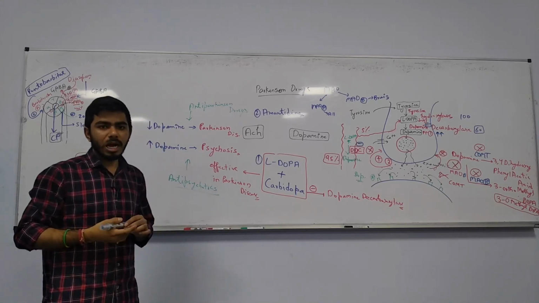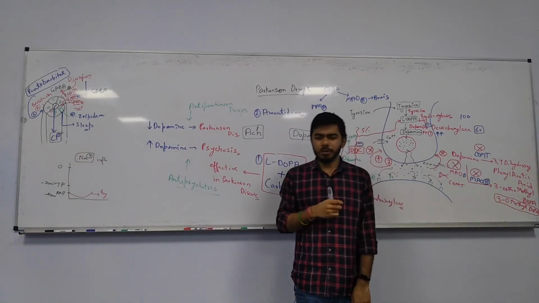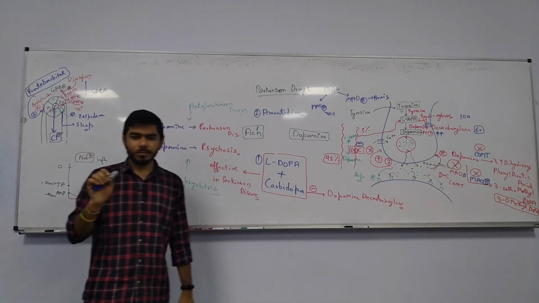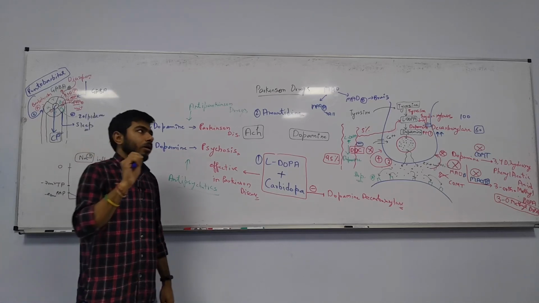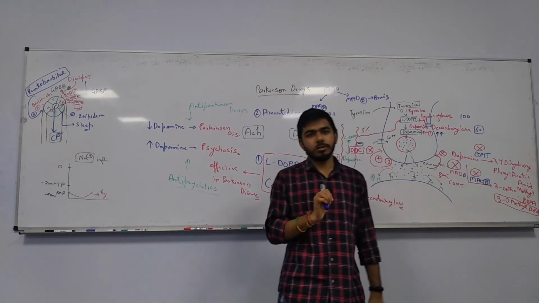Okay, Amantadine. The question comes, with 4 options in the options: which of the following antiviral drugs can be used in Parkinson disease?